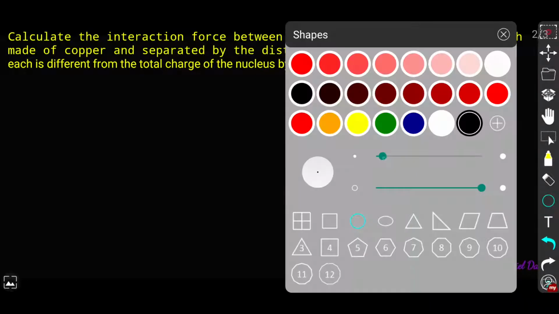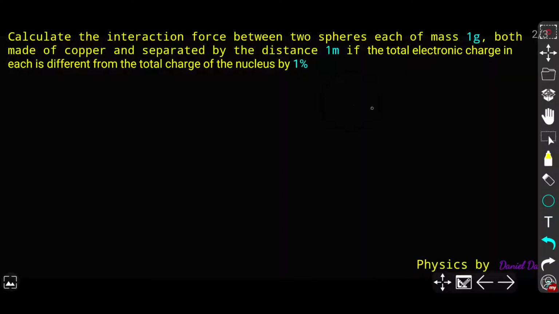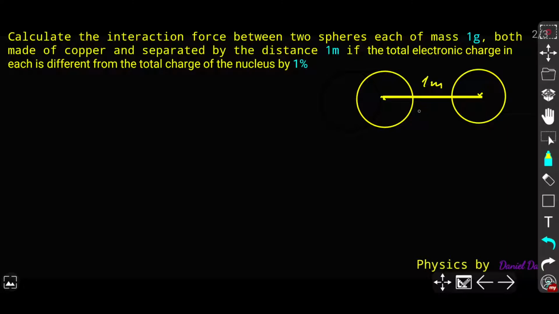First of all, I just want you to think more generally. So if you have two spheres separated by a distance of 1 meter, we assume that this distance is measured between the centers. All right, so that's going to be the idea. So 1 meter here. That's the distance of interaction. Maybe it's better to put r as the distance, between the two centers.